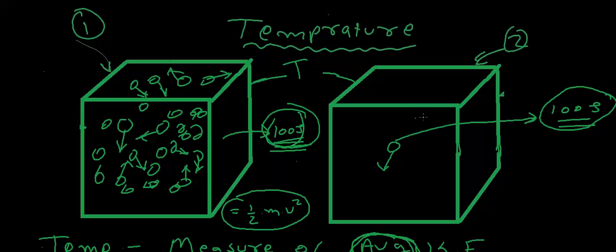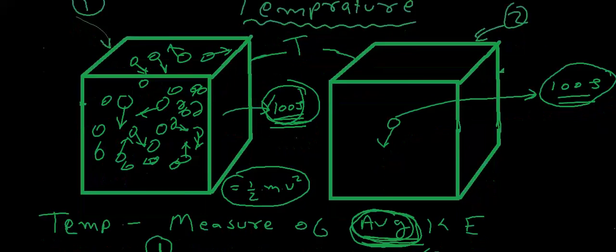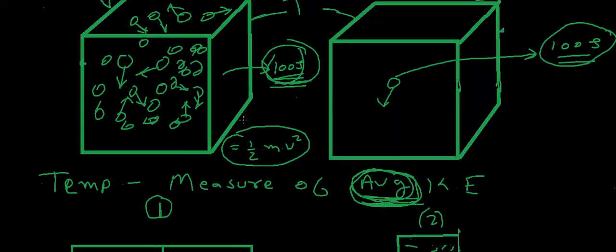Okay, now let's go to definition. Now, what is the definition of temperature? Definition says कि boss, the temperature is the measure of the average kinetic energy. Average is the key point here.